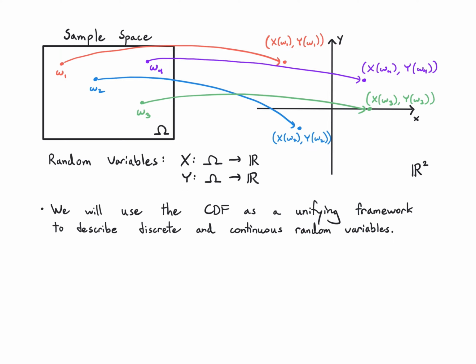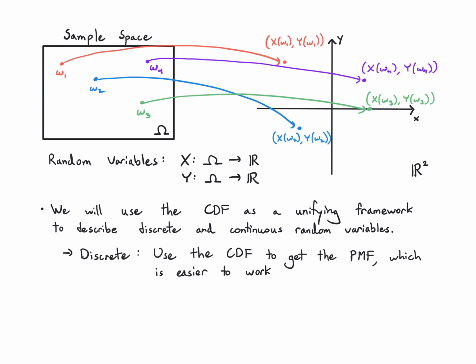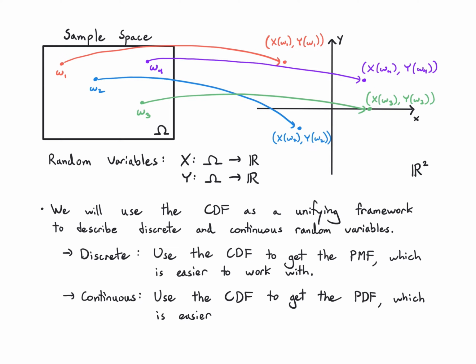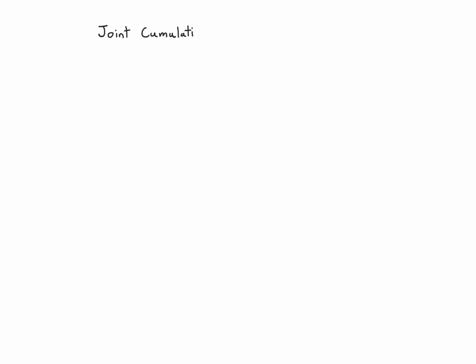But the CDF is particularly annoying to deal with for 2 or more random variables. It's much more convenient to deal with something like the PMF or PDF, and that's what we're going to do. So for discrete random variables, we're going to quickly use the CDF to get the PMF and just work with that and forget about the CDF. Same thing for continuous random variables. The CDF is just going to yield the PDF, and we're going to work with that and forget about the CDF. But just to be clear, we're going to define the CDF, okay? The joint cumulative distribution function is what's going to be underneath everything, and after this slide, you can just forget about it.